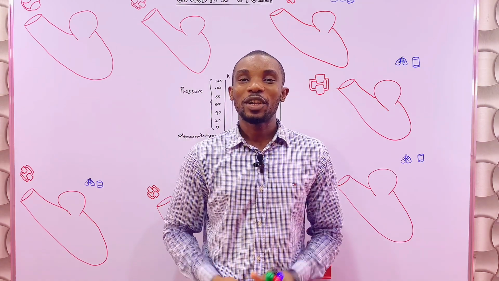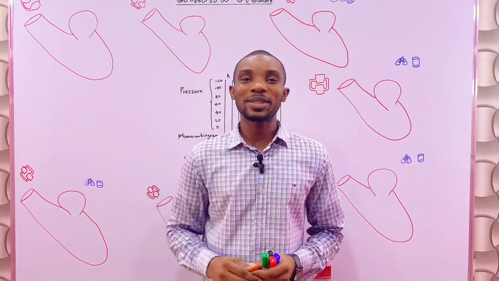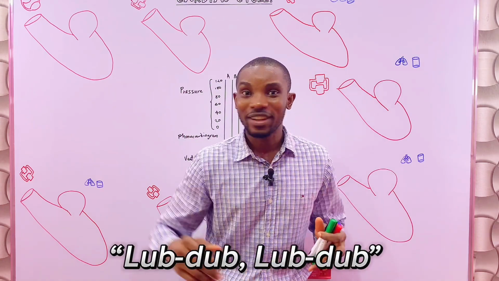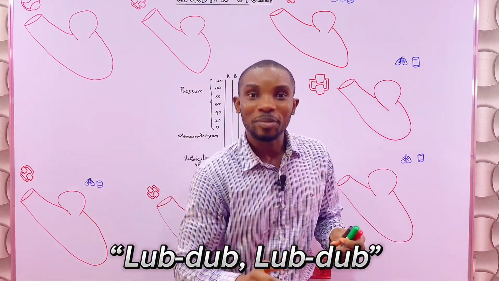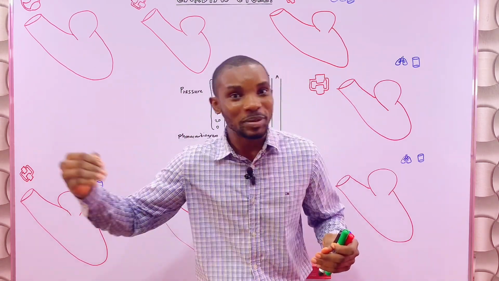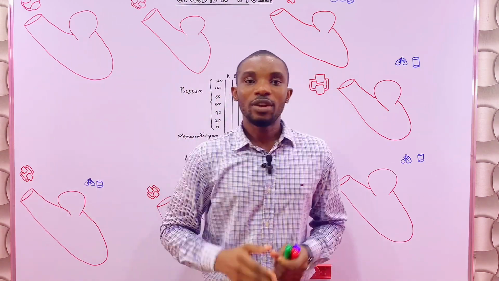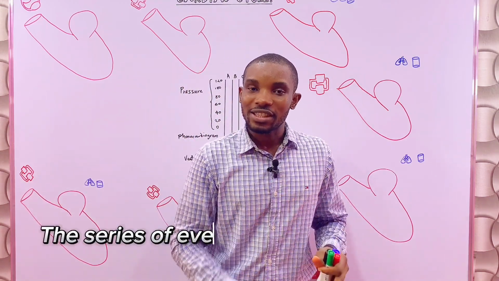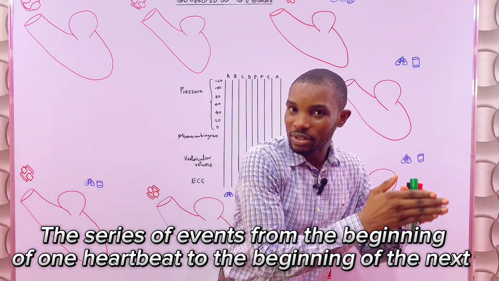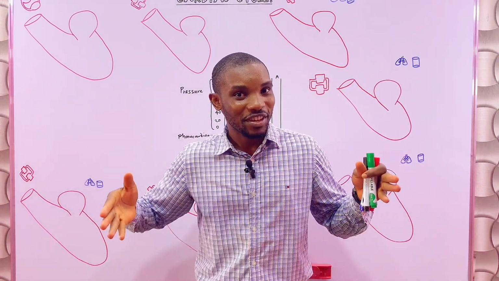What is the cardiac cycle? I'm sure so many of you have tried listening to someone's heartbeat and you heard what? Lub-dub, lub-dub. So lub-dub is one heartbeat. The other lub-dub is the second heartbeat. Now, the cardiac cycle is a series of events that occurs from the beginning of one heartbeat to the beginning of the other heartbeat.